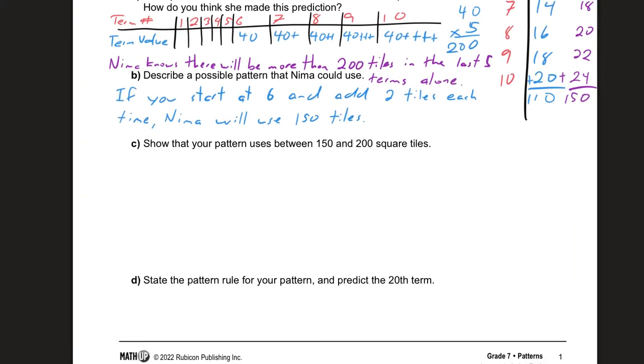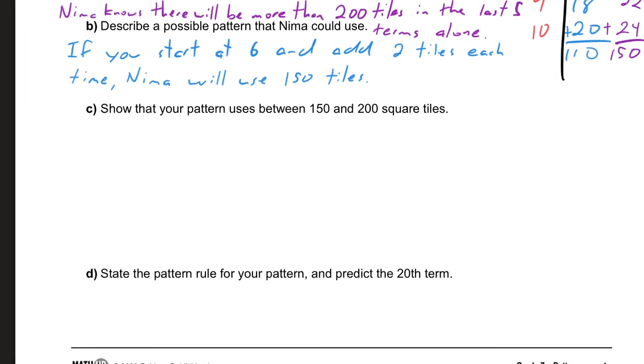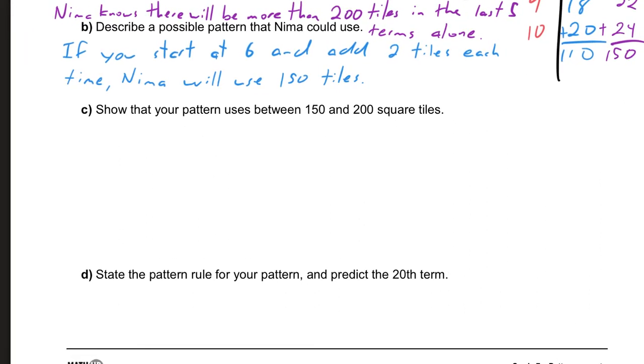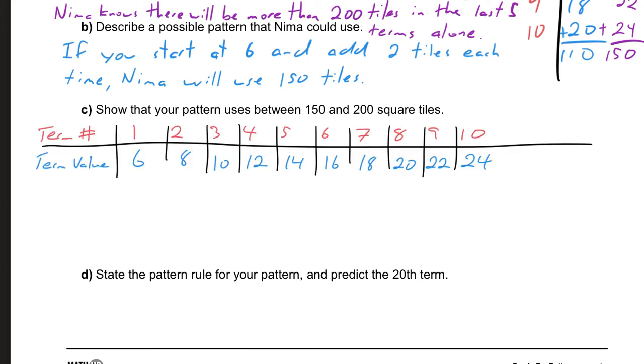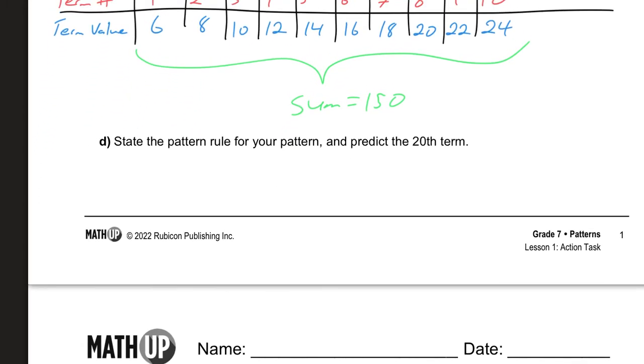Question C says, show that your pattern uses between 150 and 200 square tiles. And I might show that like this. Here's my table of values, and I would show that the sum of all of the term values is 150. The last part of question 1 says, state the pattern rule for your pattern and predict the 20th term.